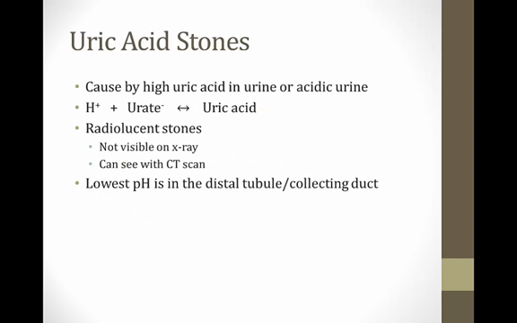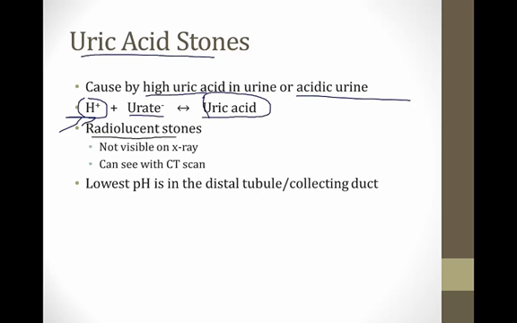Next type of stone is the uric acid stones, and these are relatively uncommon, and they're caused by either a high uric acid level in the urine or an acidic urine. So the way these stones form is that hydrogen ions present in the urine react with urate ions and form uric acid. So if you have a very acidic urine, you have a lot of H+ around, or if you have high urate levels in the urine, both of these things predispose people to get uric acid stones. A very important point to know about these stones is that they are radiolucent, so they will not be visible on X-ray. You can, however, see them with CAT scans.